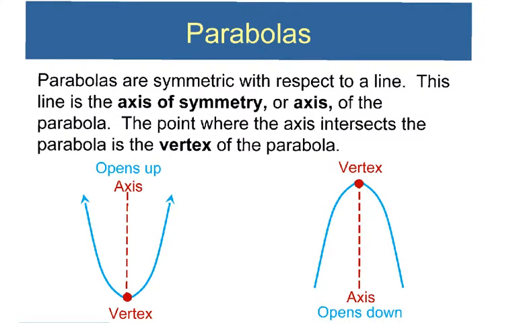All right, here are some facts about parabolas. Parabolas are symmetric with respect to a line, and that line is called the axis of symmetry, or just the axis. The point where the axis intersects the parabola, this point down here, is known as the vertex. Like I said in the previous slide, your quadratic equations can open up like this one, or they can open down like this one.